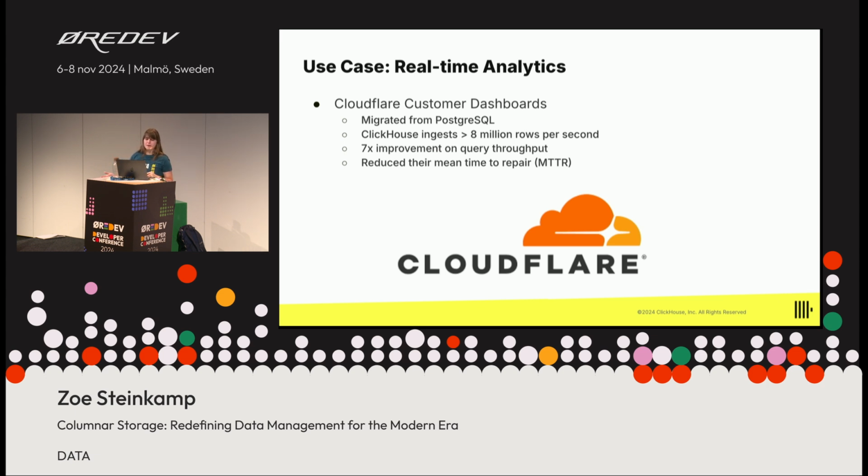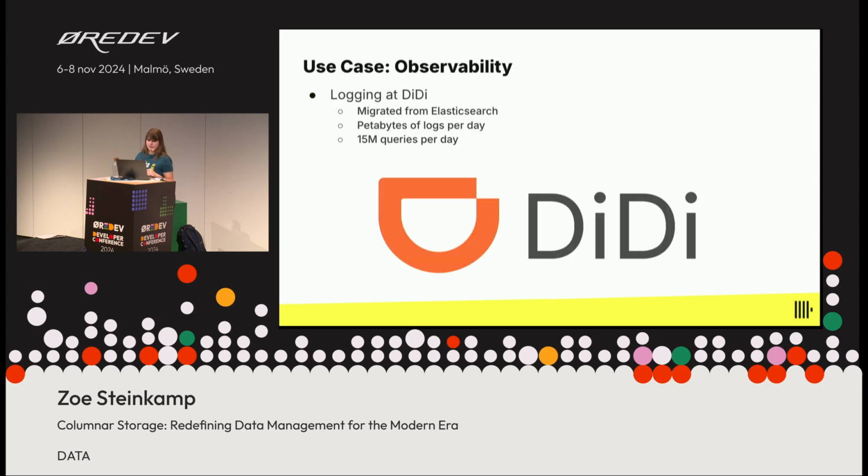They now ingest about 8 million rows per second. They have a much higher query throughput. And they reduced their mean time to repair, which basically just means they notice issues a lot faster, so they can repair things. I think their customers also had a reduced mean time to repair, which is great. Basically, the customer dashboard, from what I understand, was not that great. The customers were complaining about it, and so this was a serious upgrade for everybody.